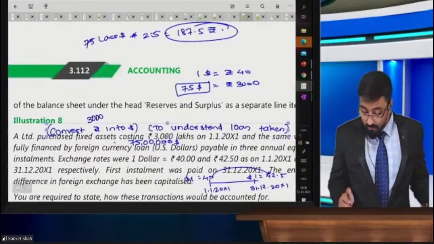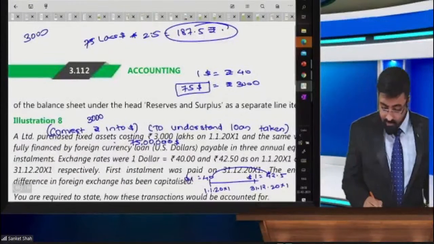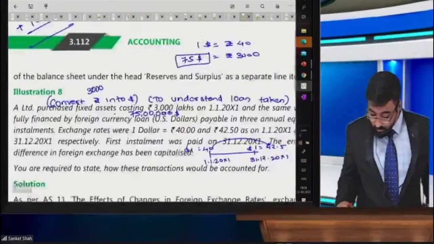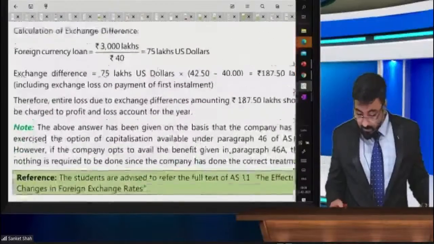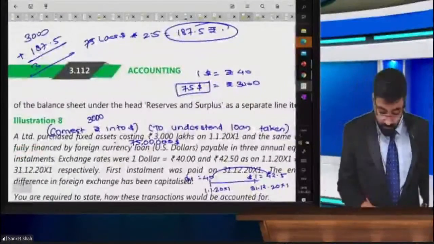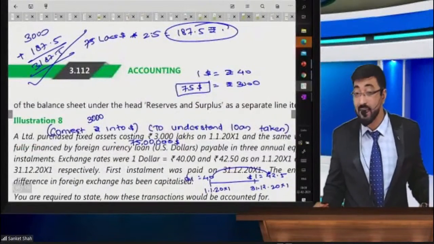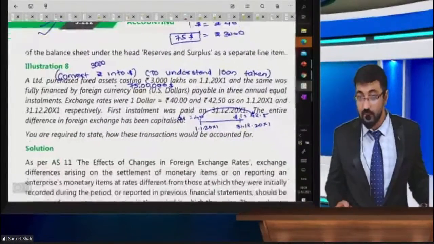Okay. So already you have an asset of 3000. So don't convert it into lakhs. Let it be in lakhs only. Plus 187.5. So what is the amount? 3187.5. Okay, this is the asset amount now, because you incurred an exchange loss.